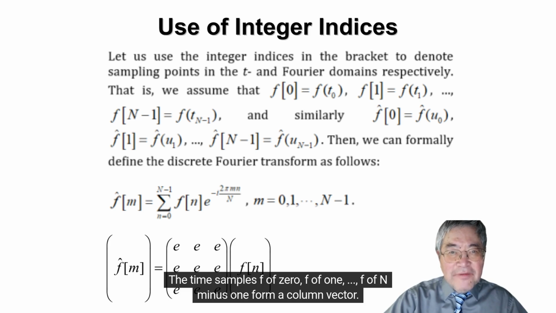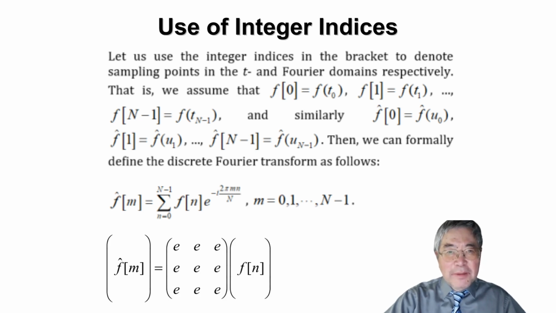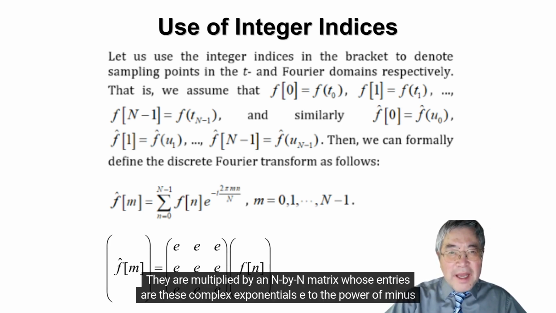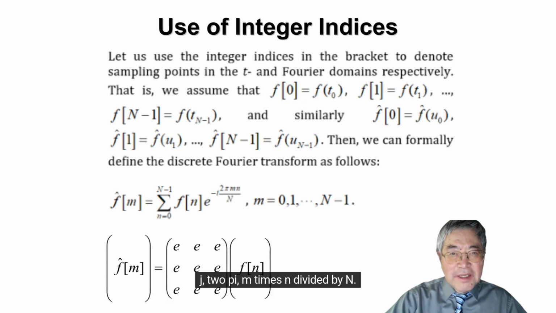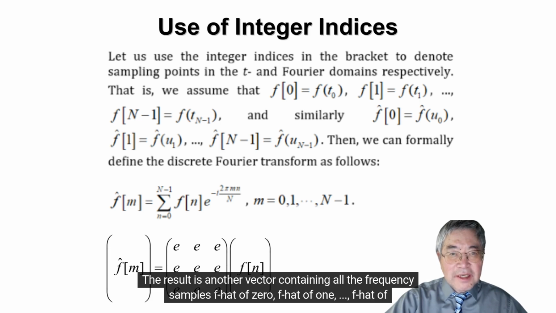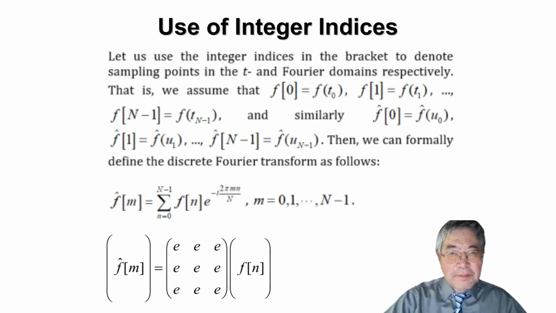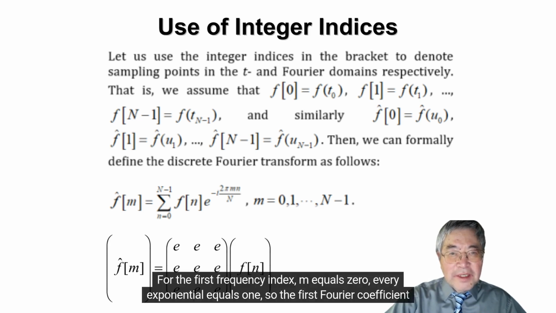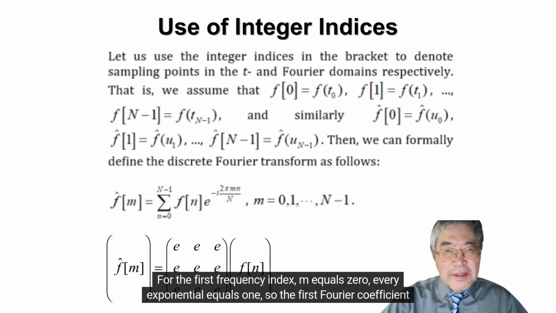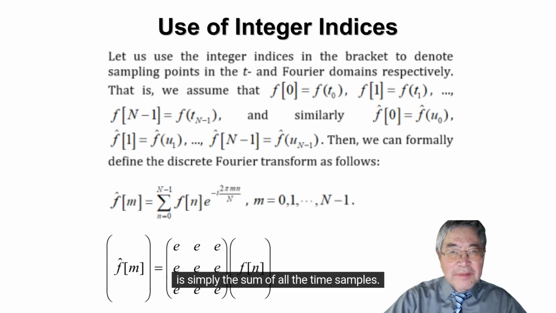The time samples f of 0, f of 1, up to f of N minus 1 form a column vector. They are multiplied by an N by N matrix whose entries are these complex exponentials, e to the power of minus j 2 pi m n divided by N. The result is another vector containing all the frequency samples f hat of 0, f hat of 1, up to f hat of N minus 1. For the first frequency index, m equals 0, every exponential equals 1, so the first Fourier coefficient is simply the sum of all the time samples.